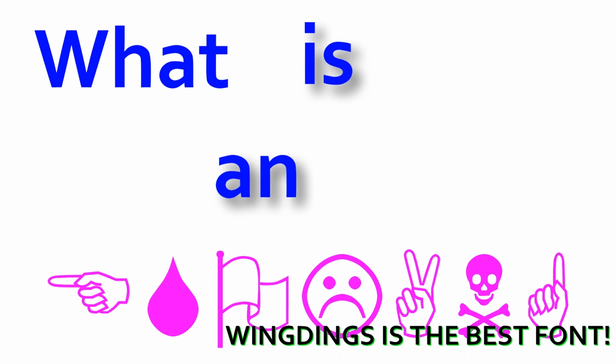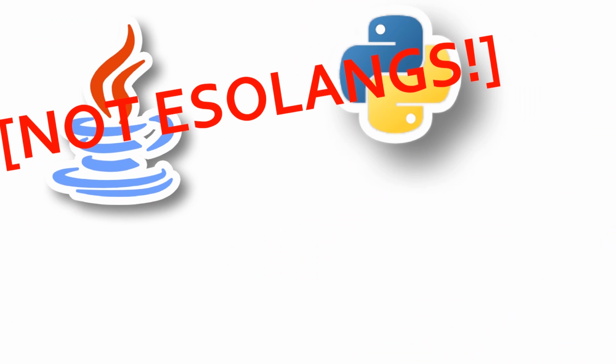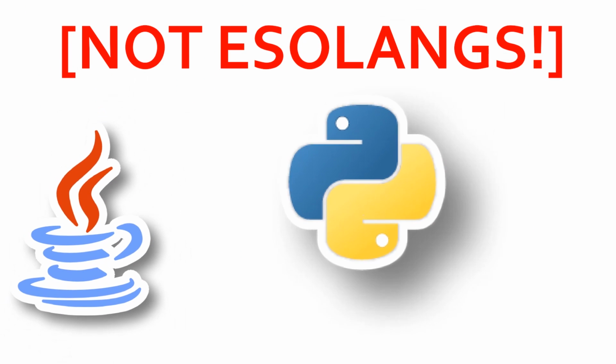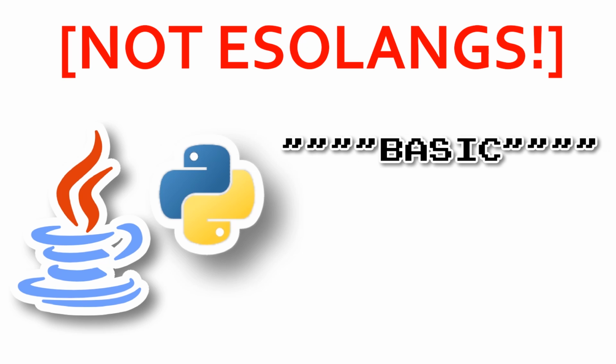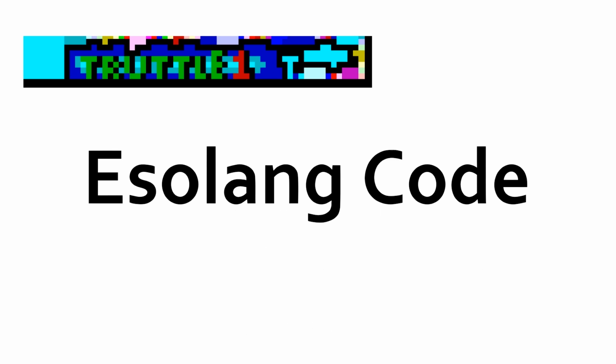What is an Esolang? Well, take any programming language you may know, like Java or Python, and you most certainly do not have an Esolang. Why? Well, Java, Python, and to a lesser extent Basic and C++ make sense, for the most part. But in an Esolang, the whole point is for it to not make sense. Take this program, for example. Its code was written in an Esolang.